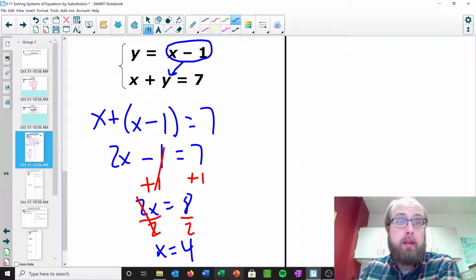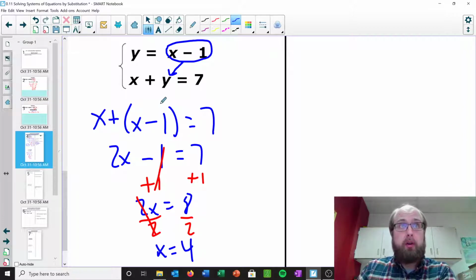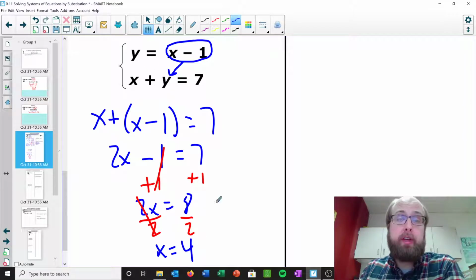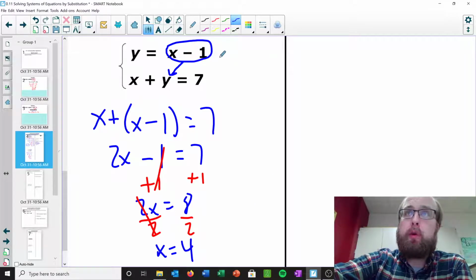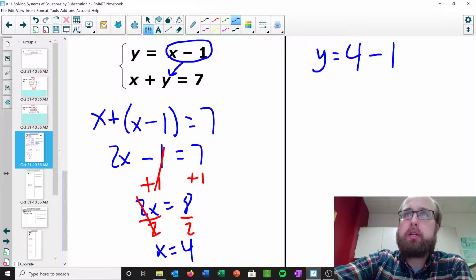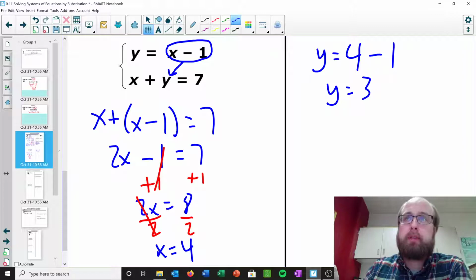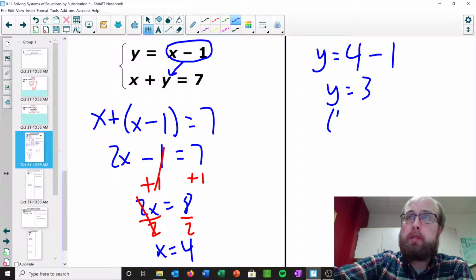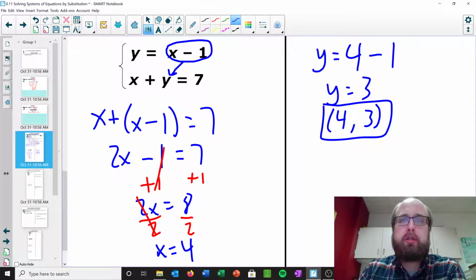All right, and so that's great. We have the x value, but remember we also need to find the y value, so we got to take this value and plug it in. I'm going to put it into the top equation, and so what do we have? We'll have y equals, and then we plug it in. And so what's our solution? It is the ordered pair, because we have both our x value and our y value.